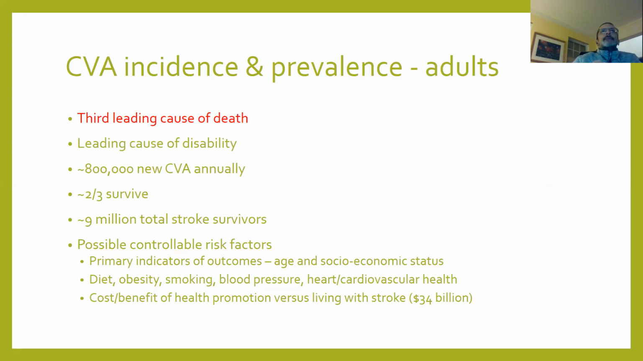Primary indicators of outcome are age and socioeconomic status. I want to point out here, as I briefly mentioned on that comparison slide, that the younger you are, the better outcomes there are. There's no exact age here, but sometimes less than 50, though it depends on how you look at those numbers. But younger has better outcomes. And socioeconomic status matters for a number of reasons, in particular access to services and access to healthcare.